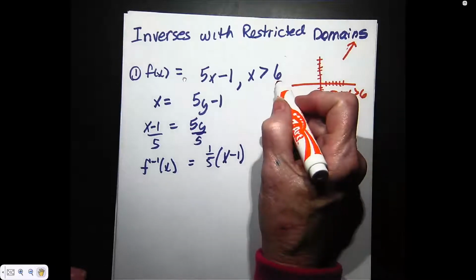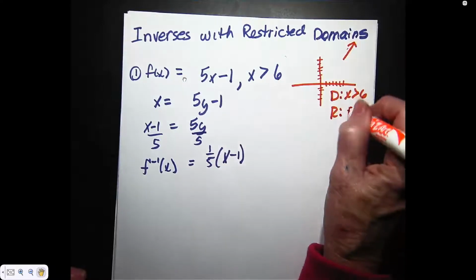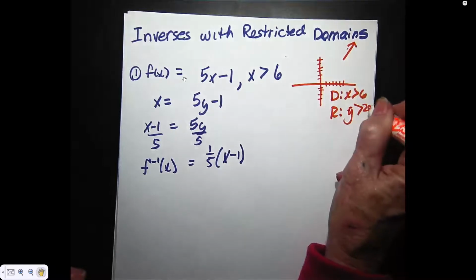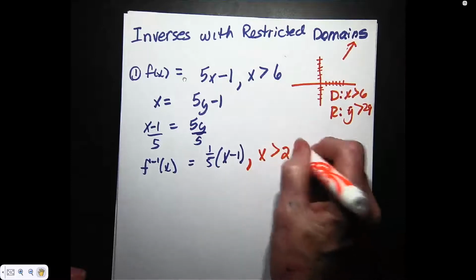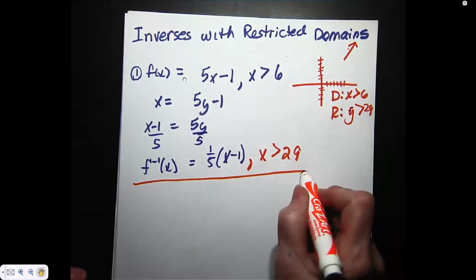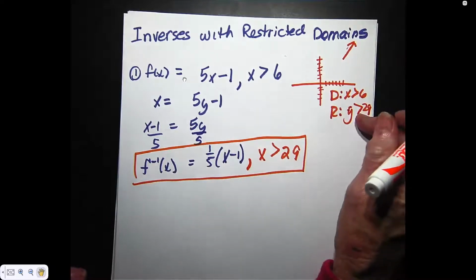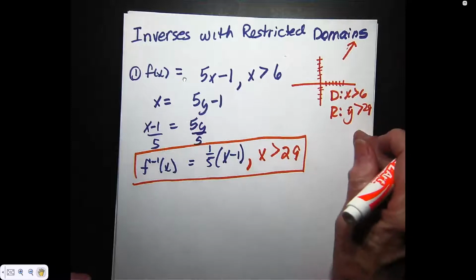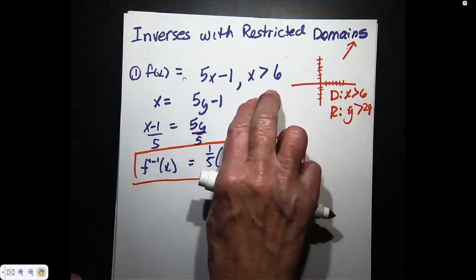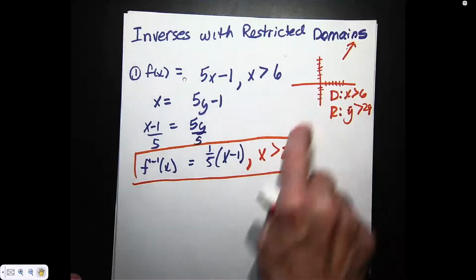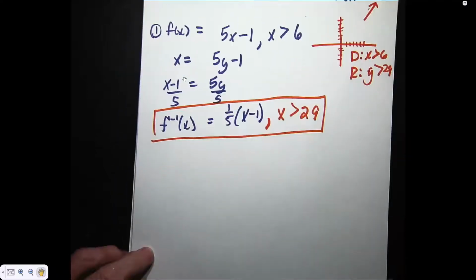So when I input 6, I get 6 times 5 is 30 minus 1, which is 29. So y is greater than 29, so I need to write x is greater than 29. I need to make sure that my restriction from the beginning of this problem is actually part of what we need to do when we're working the problem. If this part is restricted, we're not looking at a whole graph. We're only looking at part of that graph.